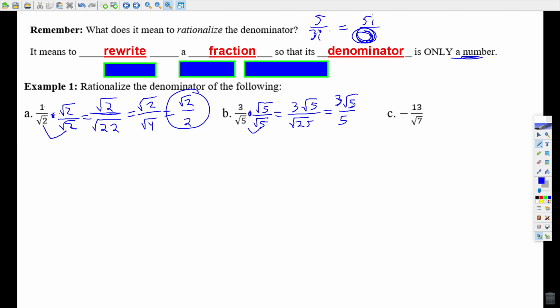Then we have 3 on top times the square root of 5. Now you can't cross out 5 with the square root of 5 because they're not the same thing. When you have something underneath the radical, you can't cross that stuff out, unless you had the same thing on the bottom with the radical, but we don't. And we don't want to. So this is the answer with no square roots in the denominator.